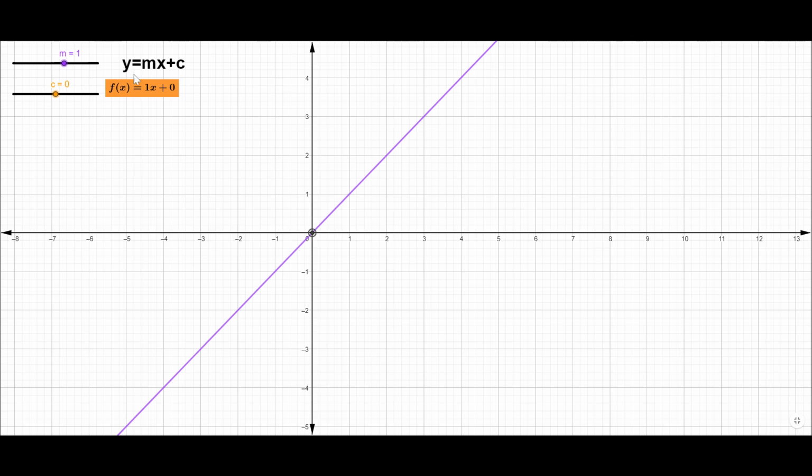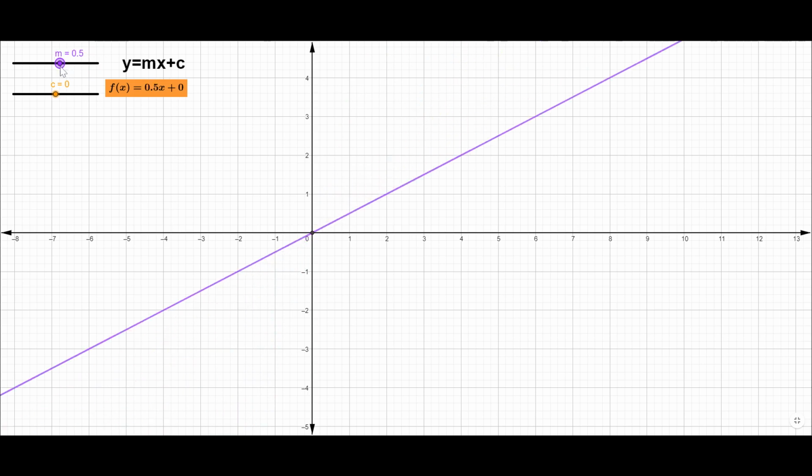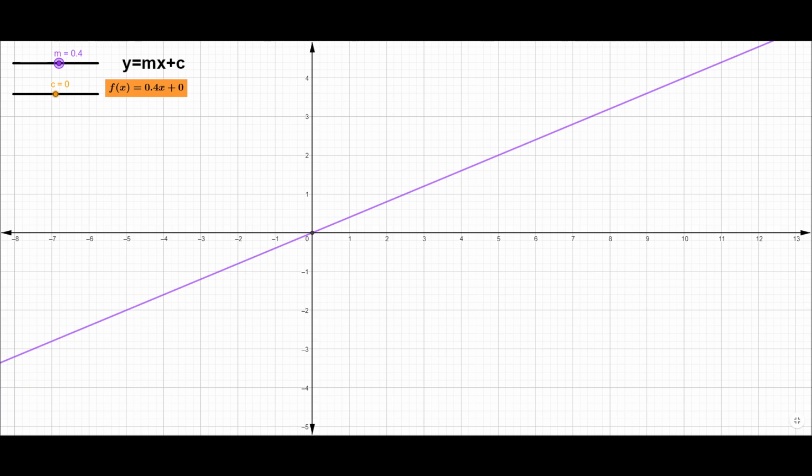So let's change that m value. If I make my m value 2, do you notice there that the bigger the m value, the steeper the line? There we go. So we've got 4. A gradient of 4 is quite a steep line. And note so far that my m value is positive and my line is increasing. Then if my gradient is a fraction between 0 and 1, then it's not a steep gradient.